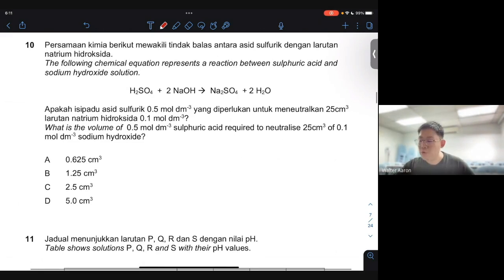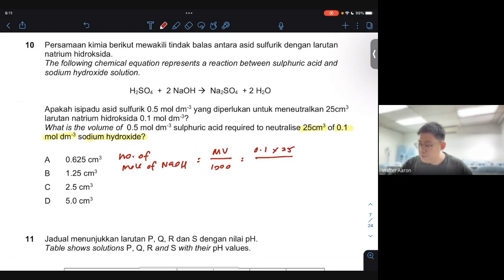Let's take a look at the number of moles of sulfuric acid, or should I say the number of moles of sodium hydroxide. Because we have the data completed for the sodium hydroxide, we can calculate the number of moles of sodium hydroxide and compare in terms of ratio. So the number of moles of sodium hydroxide, you can just use the formula MV over 1000. That is basically 0.1 times 25 divided by 1000. So let's see how much that is.